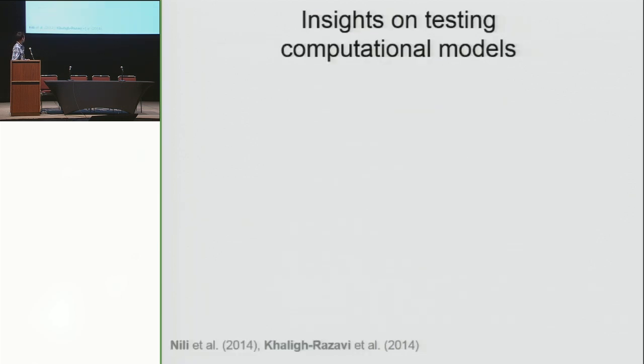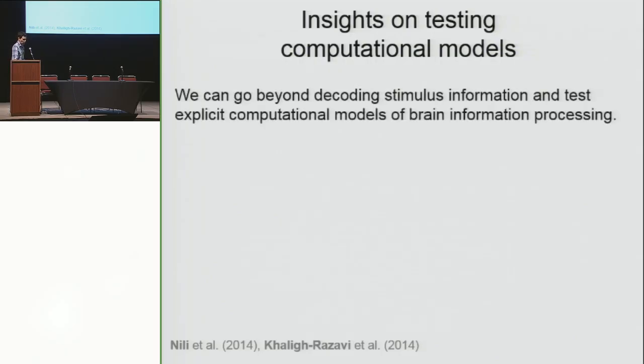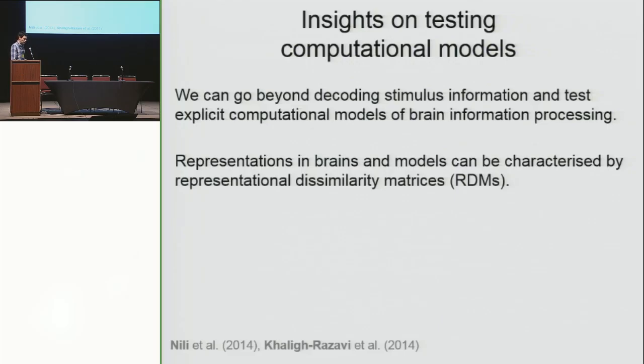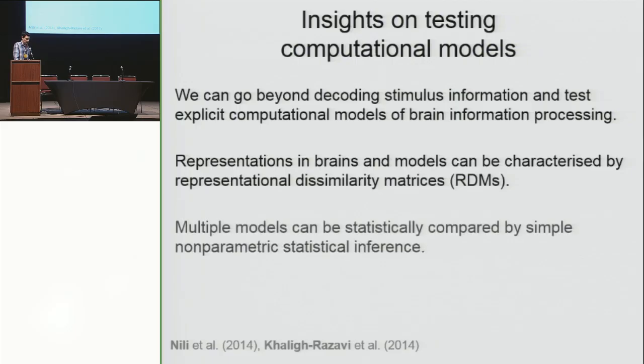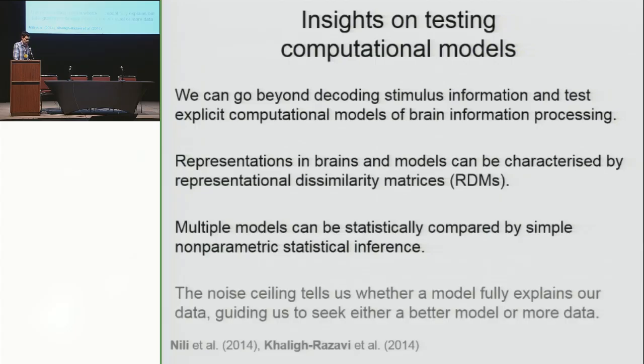So in conclusion, insights on testing computational models. We can go beyond decoding stimulus information and test explicit computational models of brain information processing. Representations in brains and models can be characterized by representational dissimilarity matrices. Multiple models can be statistically compared by simple non-parametric statistical inference. And the noise ceiling tells us whether a model fully explains our data, guiding us to seek either a better model or more data. Thank you.